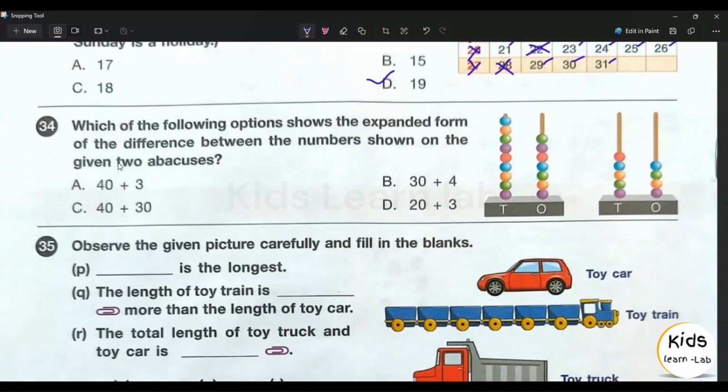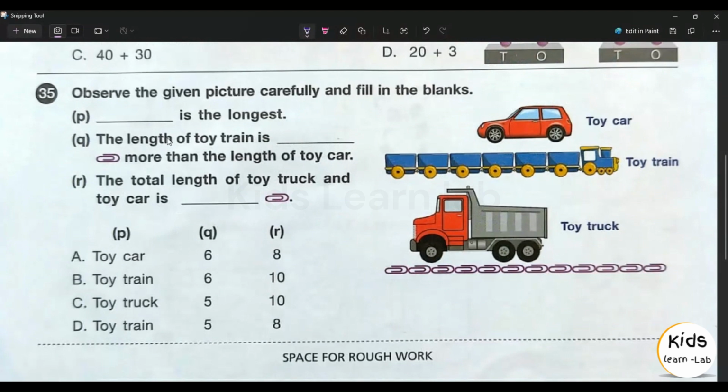34th question, which of the following options shows the expanded form of the difference between the number shown on the two abacuses? So ones place is 7, tens place is 9. Here, in the second figure, ones place is 4, tens place is 5. Let's take the difference. 7 minus 4 is 3. 9 minus 5 is 4. 43 can be written as 40 plus 3. Option A is the right answer.